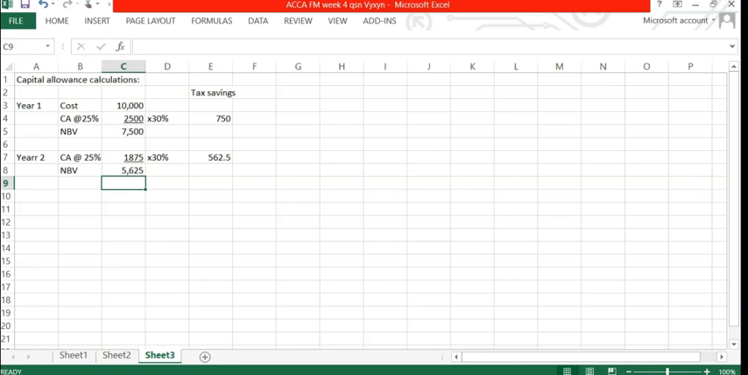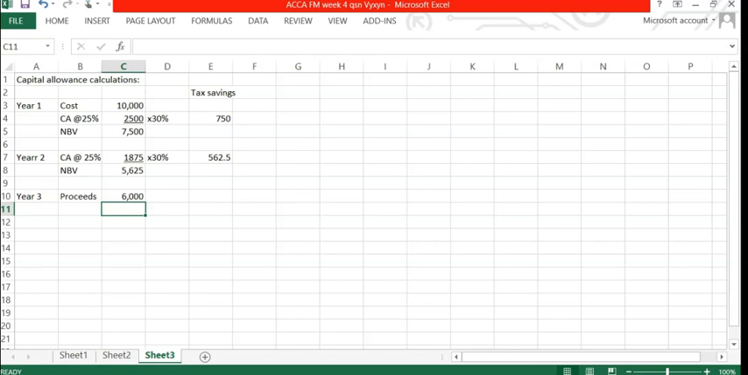Okay, now we know that the project is going to end in year 3. That's when the project is going to end. So we are going to dispose of this machine in year 3. For how much? We're going to dispose of this machine for 6,000. So our capital allowance benefits is only going to be based on the balancing charge.